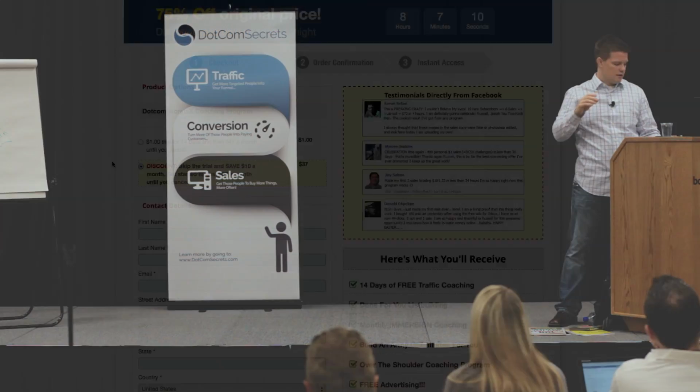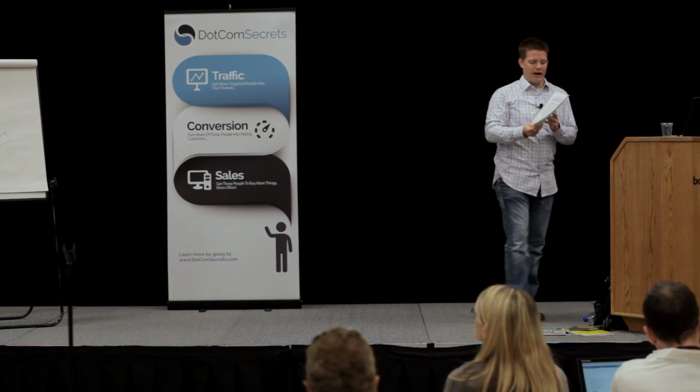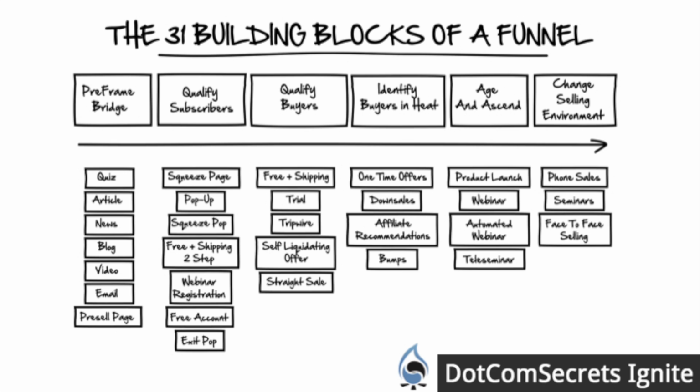I call those bumps. Okay, so that's how I identify my buyers in heat, through one of those four processes: upsells or one-time offers, downsells, recommending somebody else's product, or bumps in the process. Those are the four ways I do that. And I'll show you this in the next session, but we can do multiple upsells and downsells. It doesn't have to be just one, but it's always one of those four things.